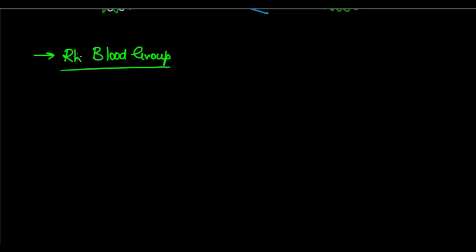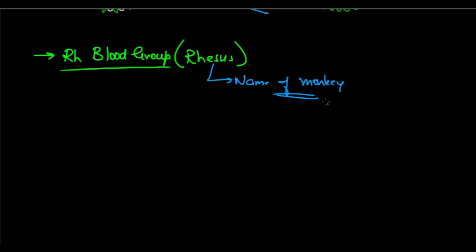Now here, this RH basically stands for rhesus. Okay, rhesus. Now why rhesus? It's because this RH blood group first came into identification on a kind of monkey, and the name of that monkey was rhesus. So, Mr. Monkey Rhesus, you helped us discover this, so thank you. It's the name of the monkey on which this RH blood group was first seen.